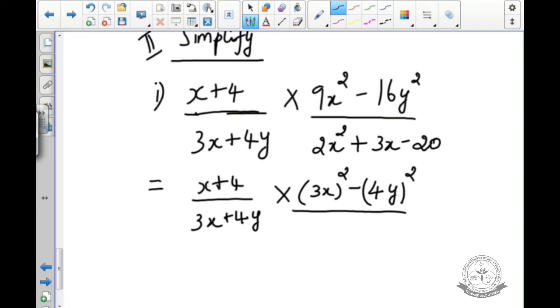So here I just write the 9x square minus 16y square will be converted to 3x the whole square minus 4y the whole square. So in the denominator, this one I can factorize the term, right? So in front of the x square, if suppose I am having any number, so the multiplication term is 2 into minus 20, minus 40. The addition term is 3. So how can I factorize this one? 8 5s are 40.